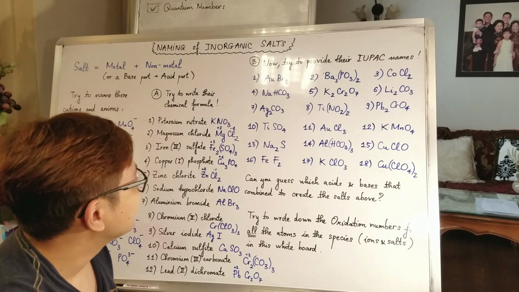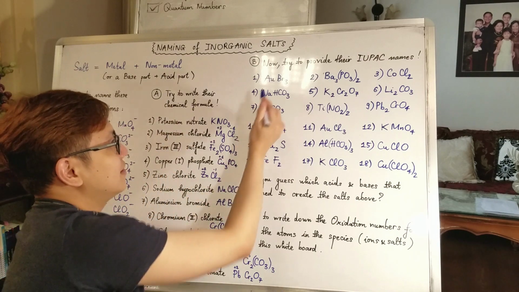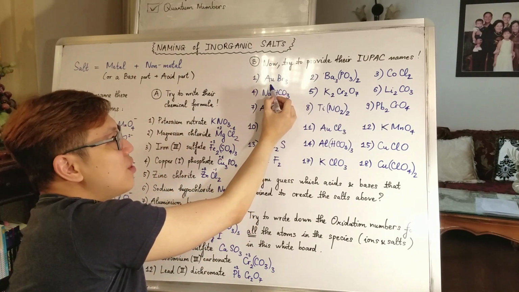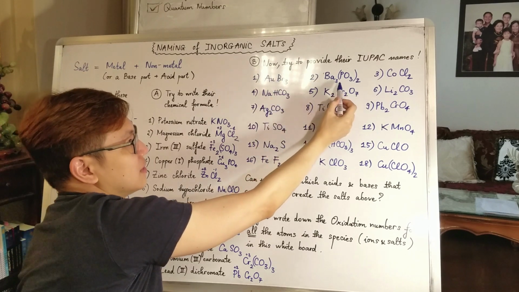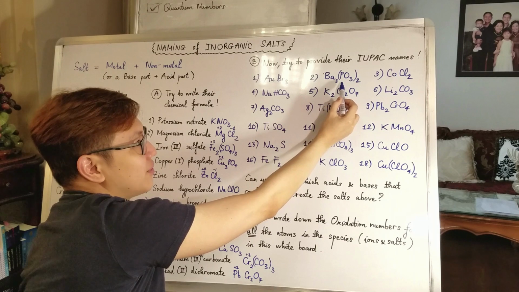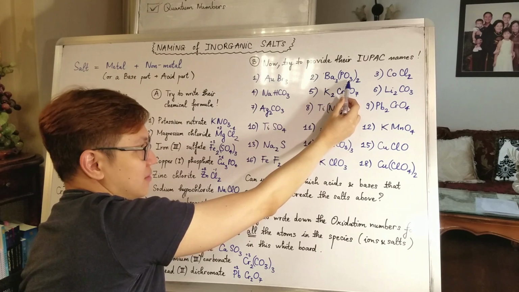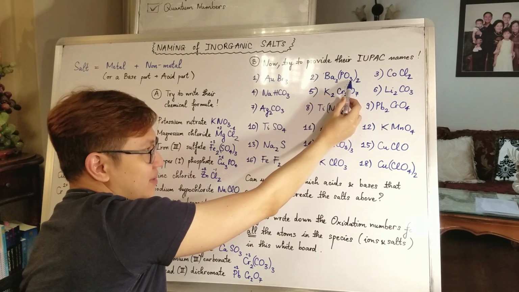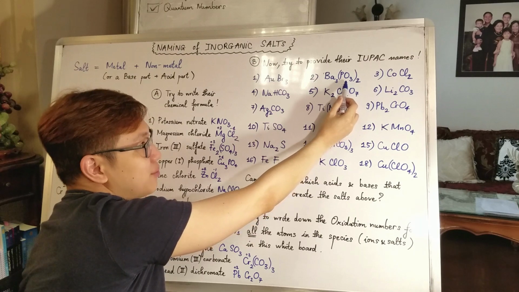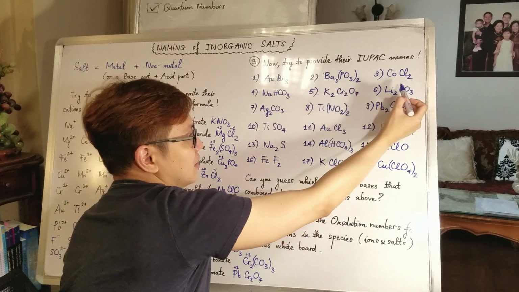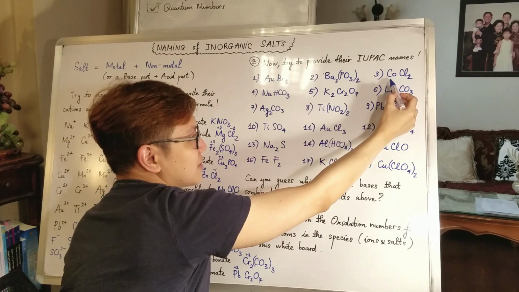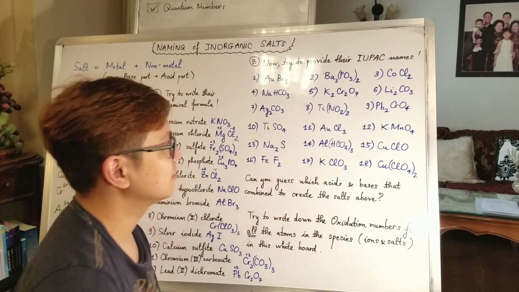Okay. This one is gold bromide. Barium phosphite. Phosphite, okay, because this one is not PO4, it's PO3. Barium phosphite. This one is cobalt chloride.